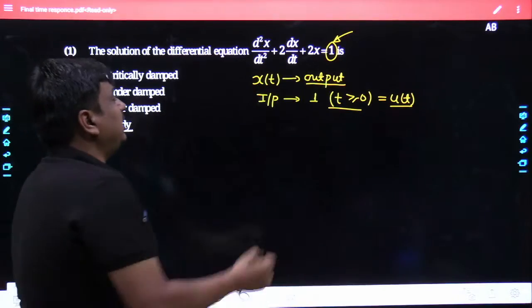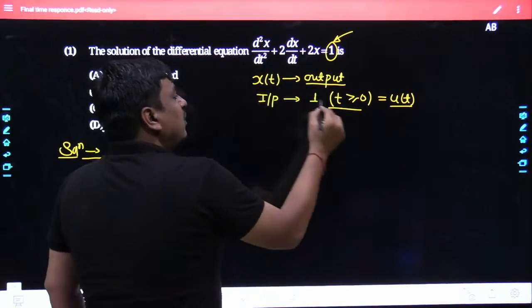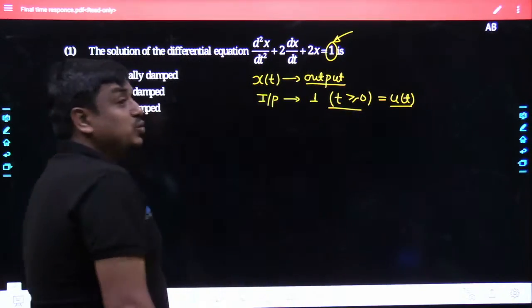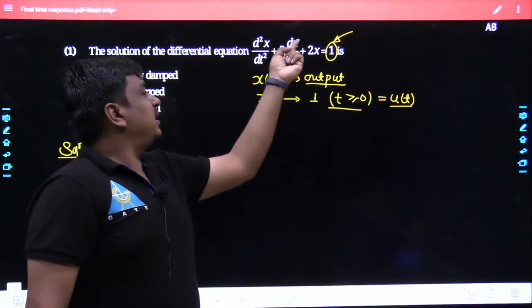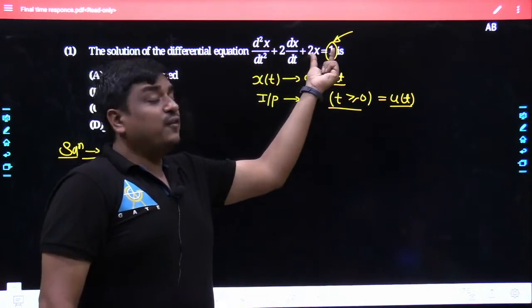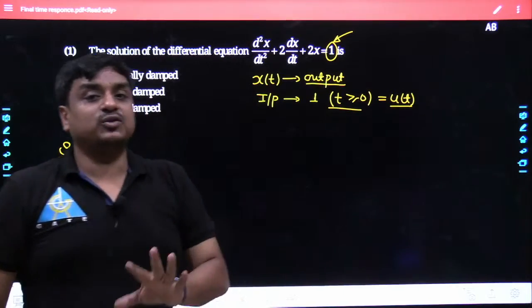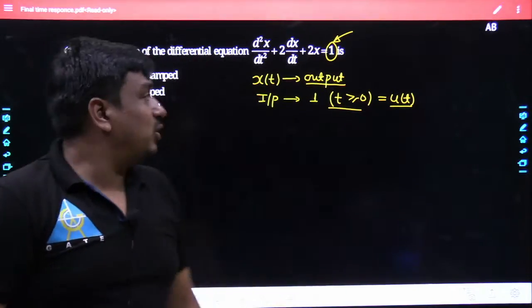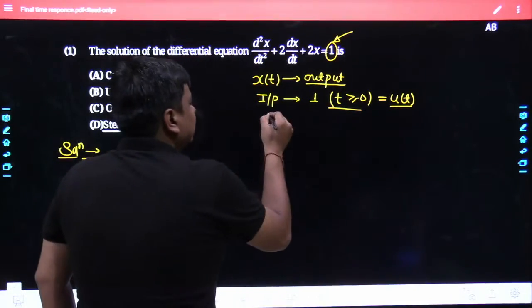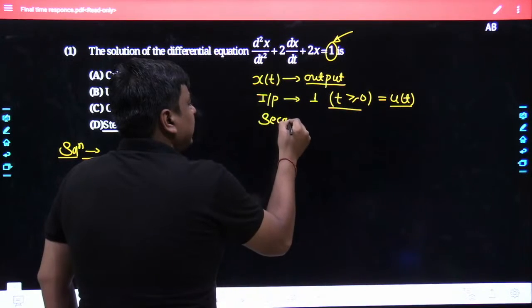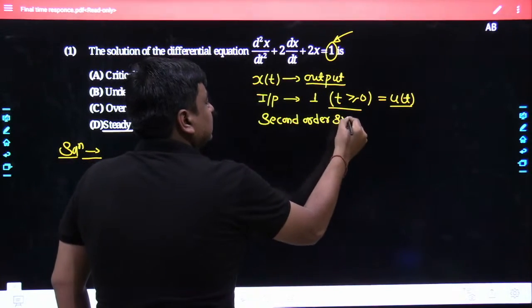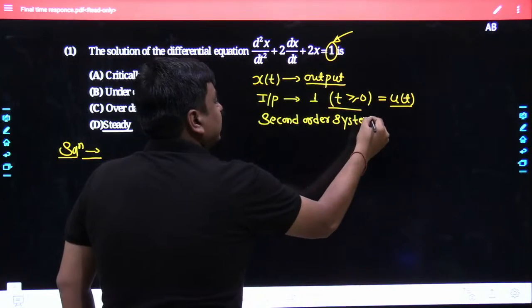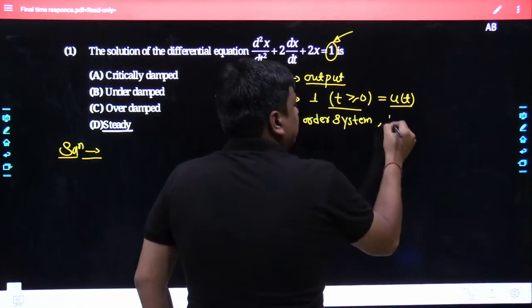That means it is a second order system which is getting excited by a unit step input. That is what I am saying. If instead of the u, 1 is written, definitely many of us would find this problem very difficult. What does that mean? It is still a second order system, whereas the system is being excited by a unit step input.